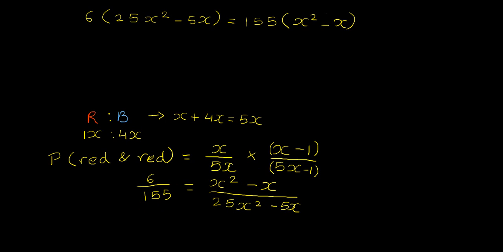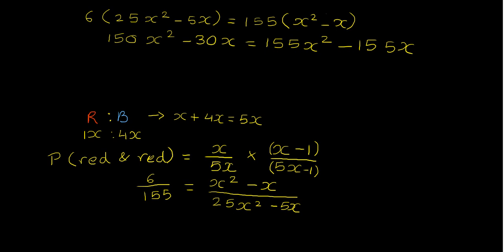Okay, and what I'm going to do is I'm going to expand this bracket. So 6 times 25 I believe is 150, so 150x squared minus 30x is equal to 155x squared minus 155x.